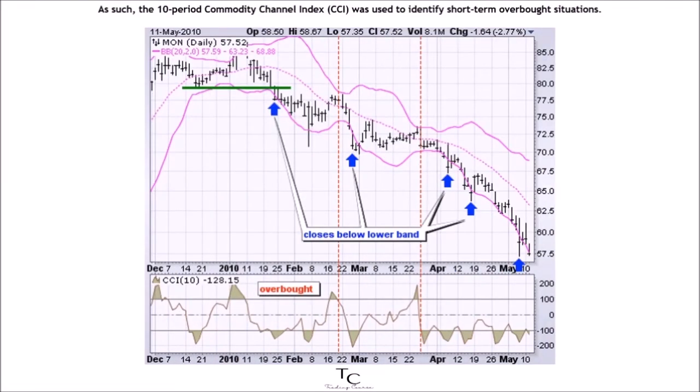As such, the 10-period Commodity Channel Index, or CCI, was used to identify short-term overbought situations. A move above +100 is overbought. A move back below +100 signals a resumption of the downtrend. This system triggered 2 good signals in early 2010.